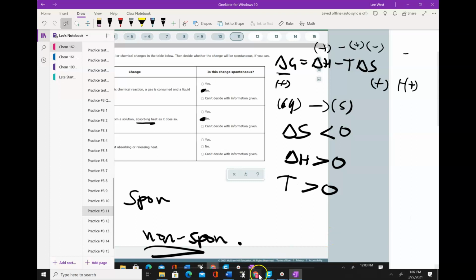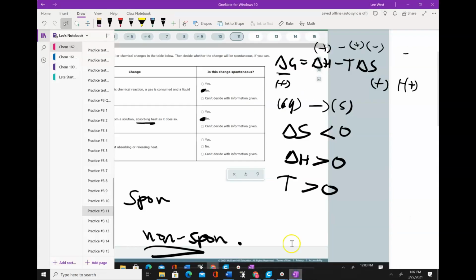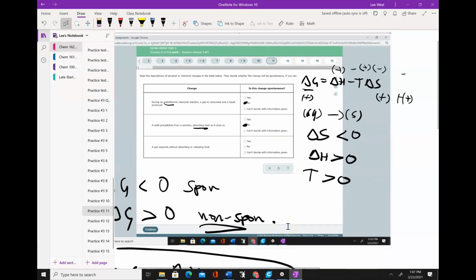Okay, and again we'll go back, have a look at our table. Delta H positive with delta S negative, it's always delta G positive at any temperature. It's always non-spontaneous at any temperature. Easy. All right. Next one.